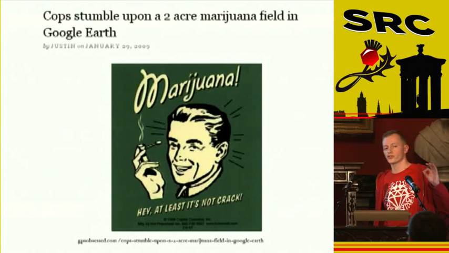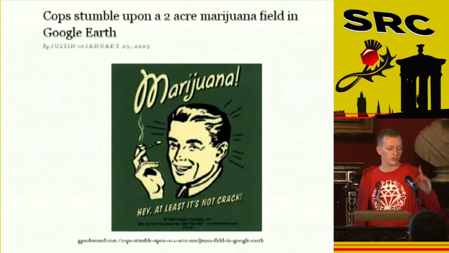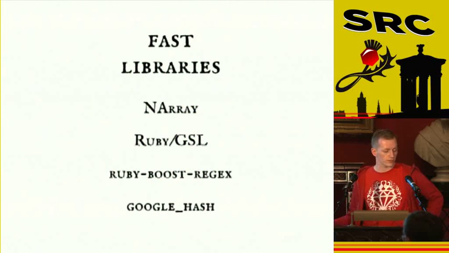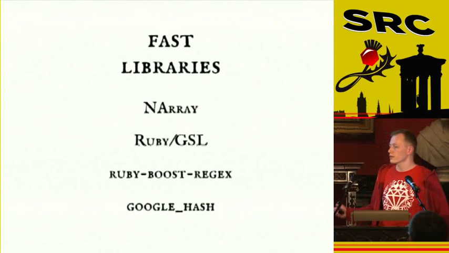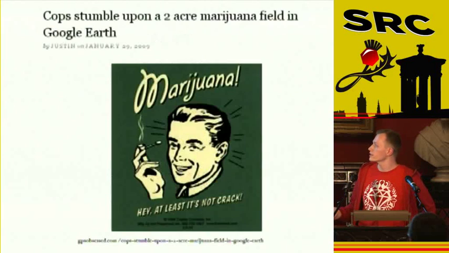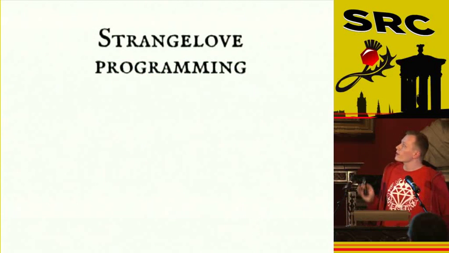If you have only integer or floating keys in your hash, you should try out Google hash because it's a very nice wrapper for just having a Ruby-like hash that is fast for a change.